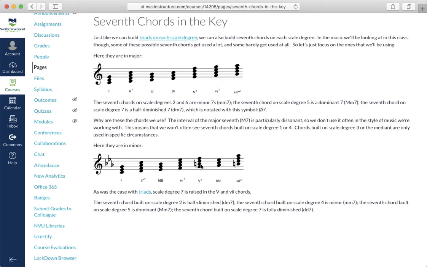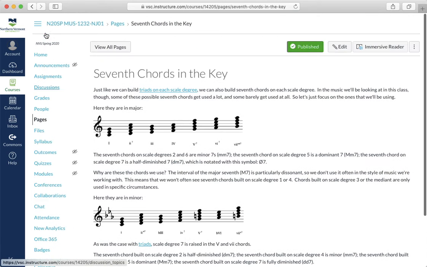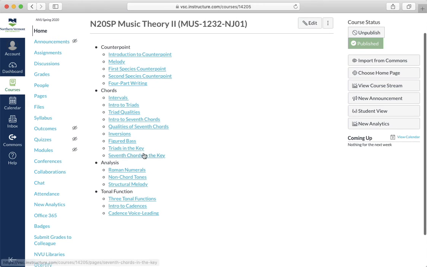There's also some discussion of the harmonic minor in these conversations about triads and seventh chords in the key, and the fact that we raise the leading tone in the 5 chord and in the 7 chord, because they can both function as dominants. What else do we have here?